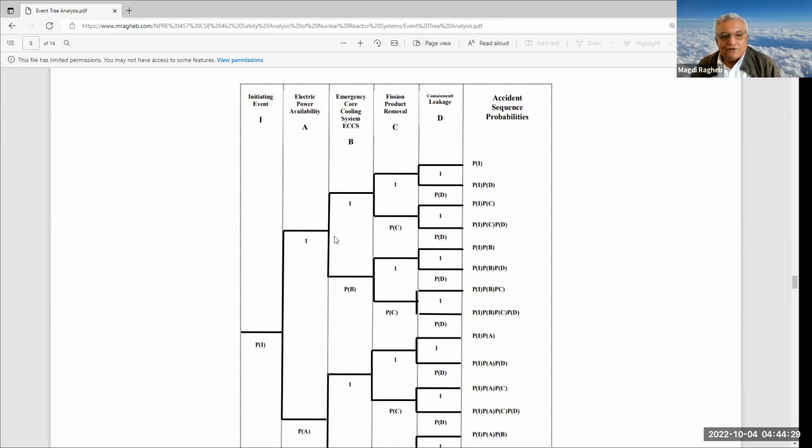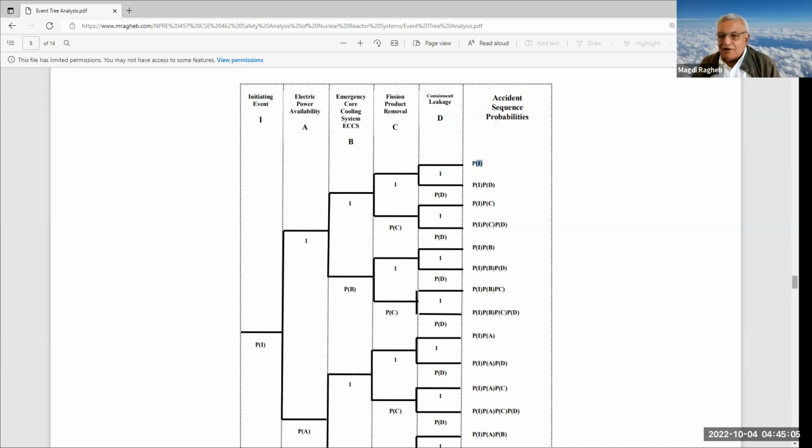And you consider that either they succeed. So you get an initiating event, the power supply is available. Oh, it succeeds. So it's 1. Emergency core cooling system succeeds, it's 1. The fission product removal success is 1. The containment leakage is 1. So the probability of the initiating event occurring and everything else working fine is obviously an AND gate, and the AND gate multiplies the probability. So the probability of the initiating event multiplied by 1, by 1, by 1, by 1 gives you the accident sequence probability as P sub I.